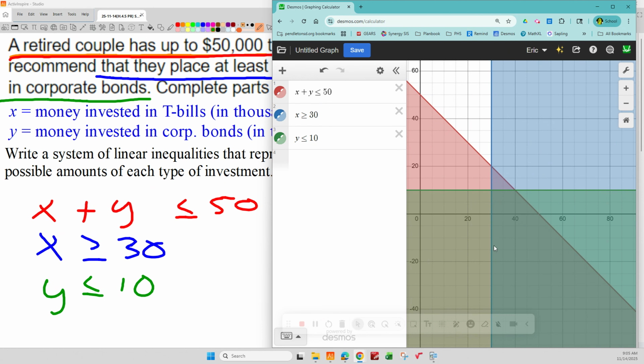Okay, so our solution then appears to just be that section down in here. What's wrong with that? Anybody see something wrong with it? Yeah, it goes into negatives, right? Look, our solution includes negative results. So this implies that we could get a solution like, for example, what's an ordered pair that's in this region? Something like 40, negative 20.